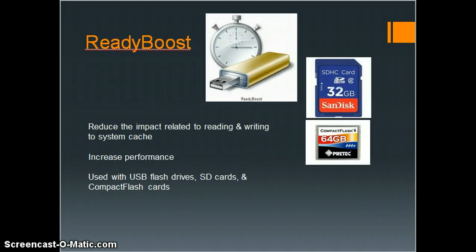Windows 7 ReadyBoost is a way to reduce the impact related to reading and writing to the system cache. If it is noticed that the computer is writing to the page file on a frequent basis, then using Windows ReadyBoost could help increase performance. Flash devices are used for caching, which allows Windows 7 to make random reads faster because it's caching data onto the flash drive instead of the hard drive.